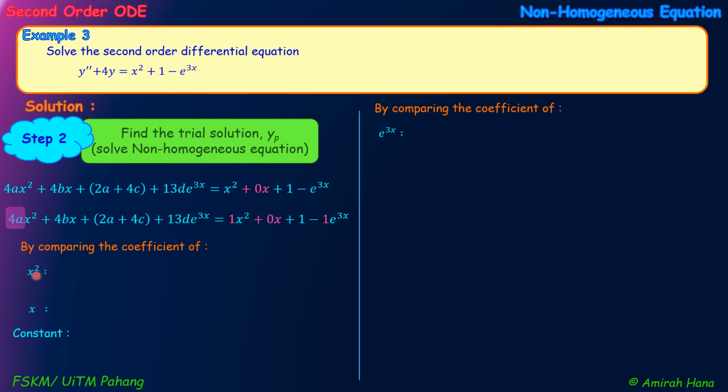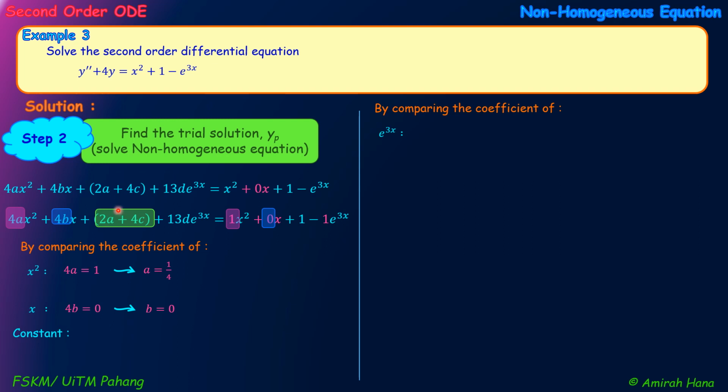When we compare the coefficient of x squared, we get 4a equals 1. Then we solve, so we get a equals 1 over 4. After that, we compare the coefficient of x. So we have 4b equals 0, because 4b and 0 are the coefficients of x. Then we solve, so we get b equals 0.